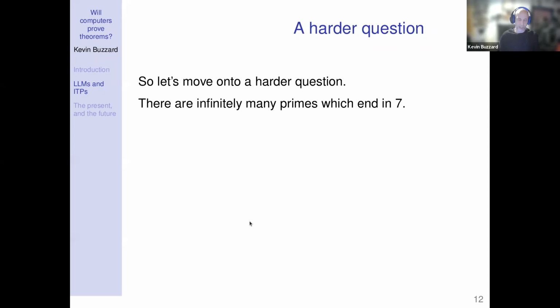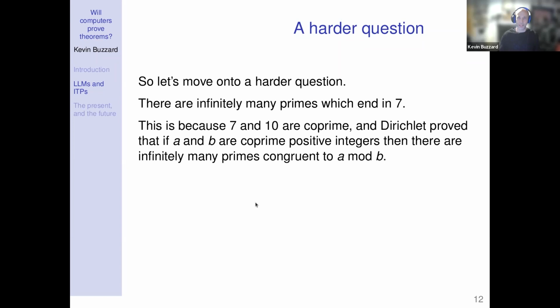It's sort of modifications of Euclid's argument. But infinitely many primes which are 7 mod 10, this is deeper. So it's certainly true that there's infinitely many primes which are 7 mod 10, because 7 and 10 are coprime, and it's an old theorem of Dirichlet that if A and B are coprime, then there's infinitely many primes congruent to A mod B. So we can invoke Dirichlet's theorem.